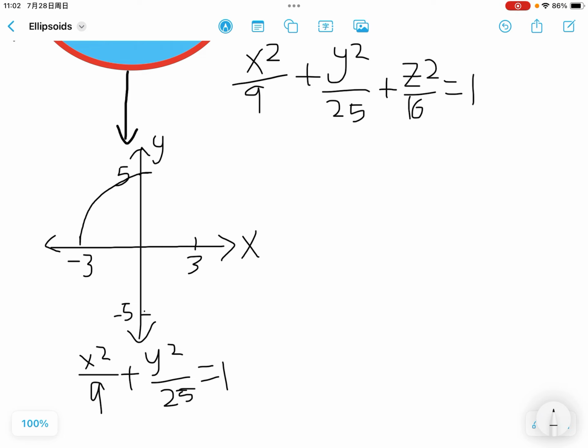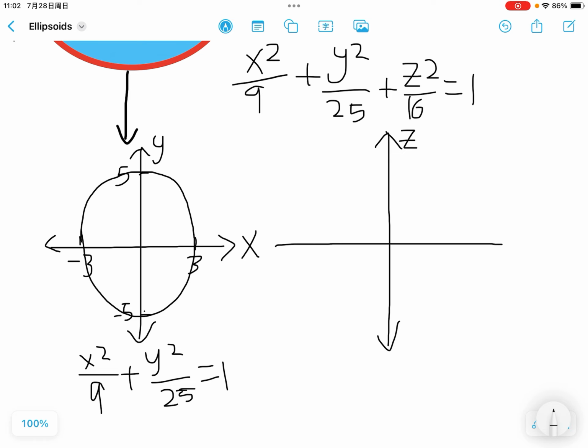And we just connect all these points together. Then we end up with a rough shape like this. And then we also have the xz trace. So this is the z coordinates. This is the x coordinates.